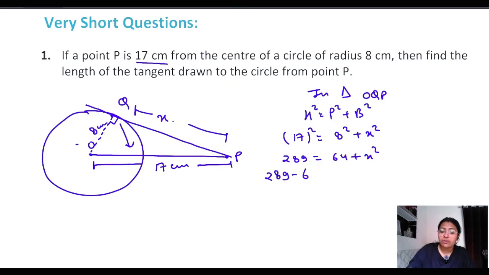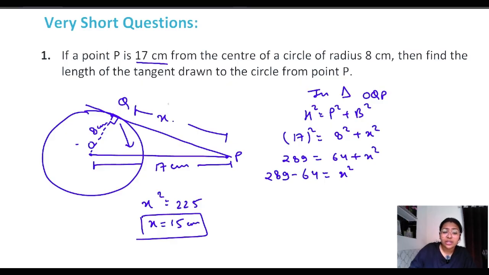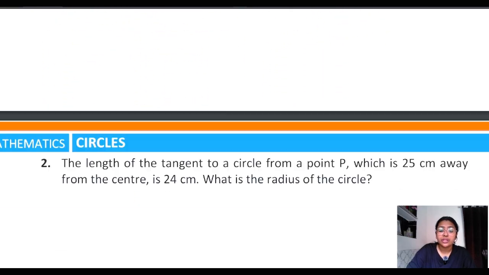Transpose this 64 to the LHS. You will have x square is equals to 225. This is the perfect square of the number 15. This is a side, so there is no need to apply minus sign, because you know when you take square root there is two sign plus and minus. So don't need to put minus sign because the length of the side can never be negative. So the length QP is 15 centimeter. This is clear? Okay, now move to the next question.